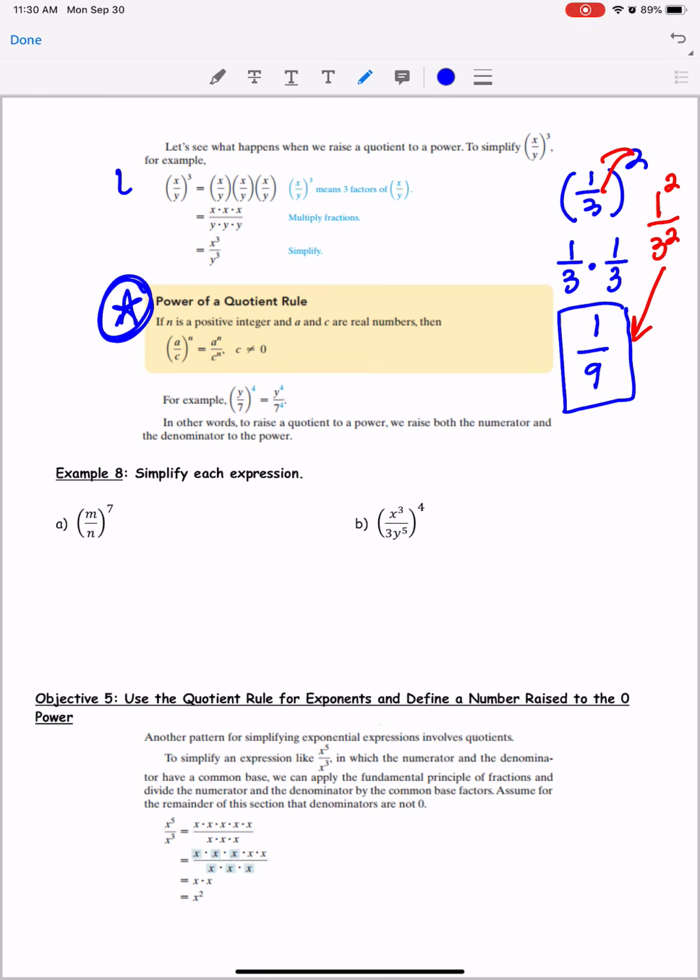So there's another example right here of that, and another example right here. But let's go into ours. So we have mn all to the 7th power. That means that's multiplying towards each other 7 different times. So just distribute that 7 to everything on top and everything on bottom of that fraction. Luckily on this one, there's only one thing on top and one thing on bottom. So that means we have m to the 7th over n to the 7th.